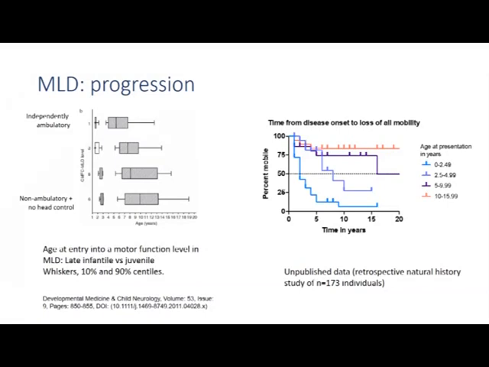When we look at the time from disease onset to loss of all mobility, which again is GMFC-MLD level 5 or 6, within our unpublished cohort of individuals, you can see those that present under the age of 2.5 years, which is shown in light blue, they have a very rapid progression and loss of mobility function. And the older you get, the slower that loss occurs, and the less predictable too. And so it becomes important to understand, as we're counseling families, which form of the disease they have.